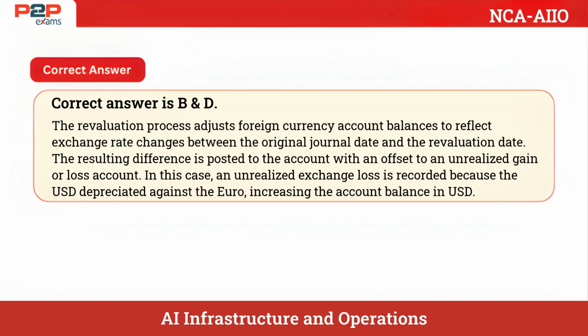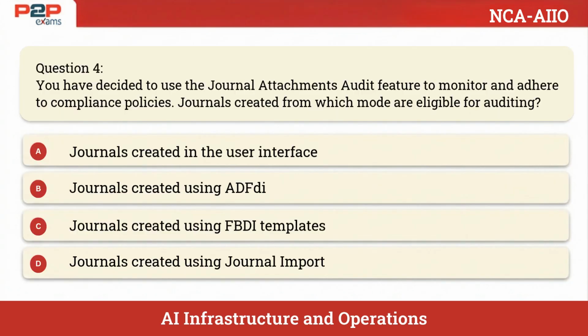The correct answer is B and D. The revaluation process adjusts foreign currency account balances to reflect exchange rate changes between the original journal date and the revaluation date. The resulting difference is posted to the account with an offset to an unrealized gain or loss account. In this case, an unrealized exchange loss is recorded because the US dollars depreciated against the euro, increasing the account balance in US dollars.